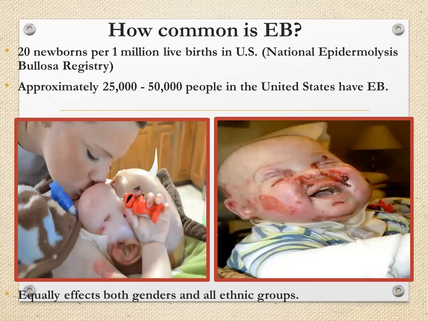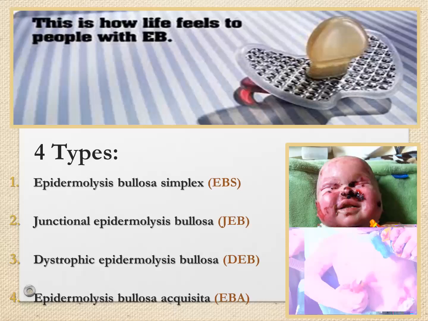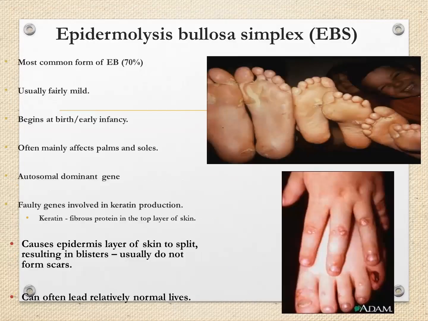It is quite common, 20 newborns per million live births. Both genders are affected. There are 4 types: epidermolysis bullosa simplex, then junctional, then dystrophic, and the acquisita. Simplex is the most common type, usually fairly mild, beginning at birth or early infancy, often affecting palms and soles, autosomal dominant type. The faulty genes affect keratin production, which is the fibrous protein.